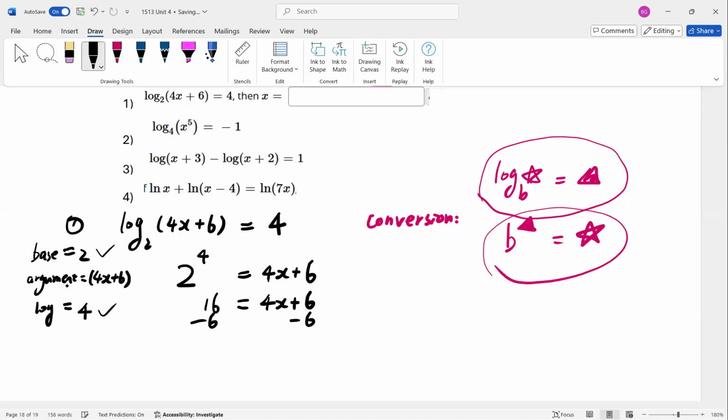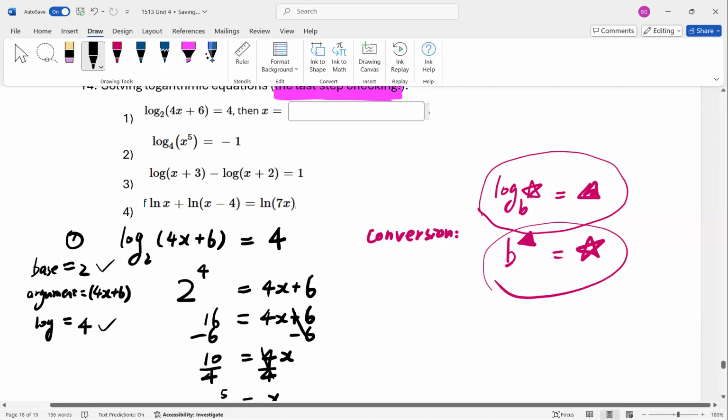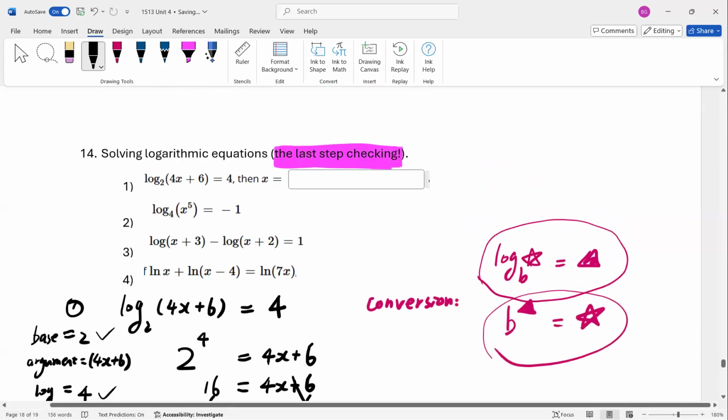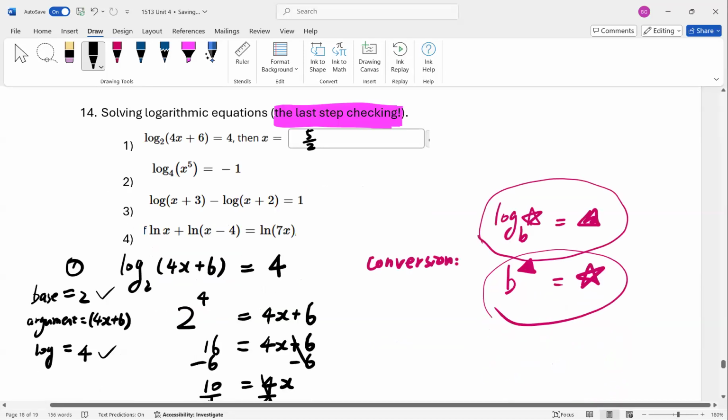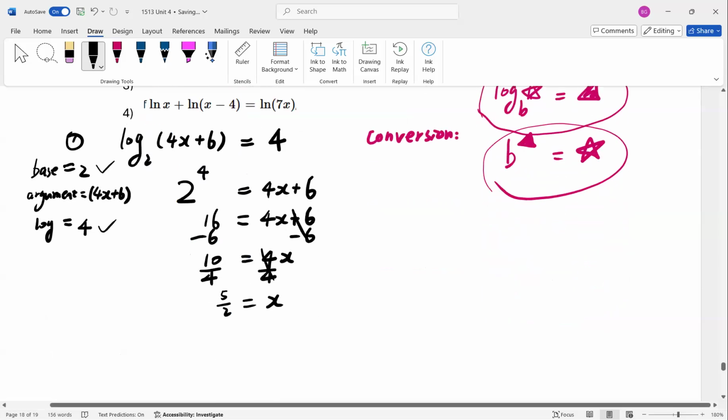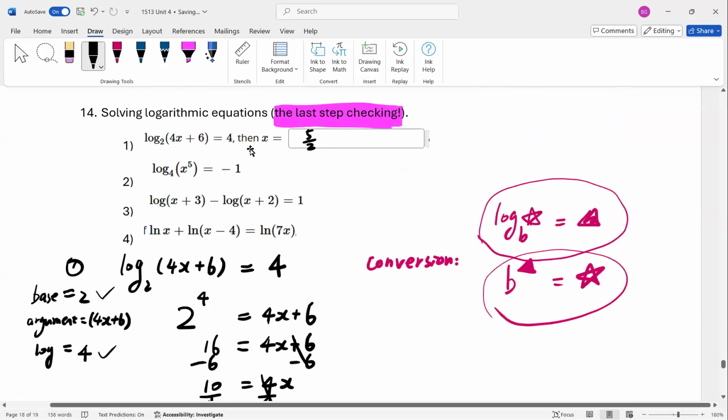Minus 6: 16 minus 6 is 10, equals 4x. Divide each side by 4. We have x isolated on the right side, and on the left side 10 over 4, which is 5 over 2. So x equals 5 halves. This one is not very long, not a lot of steps, and the strategy or method that we use is to rewrite the log equation in its equivalent exponential form.